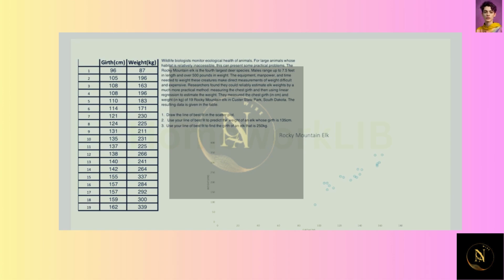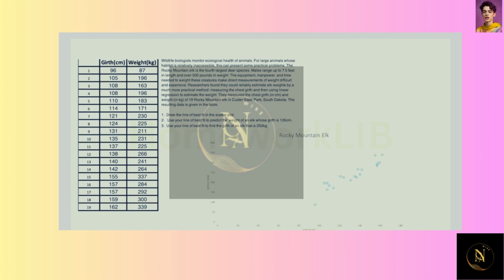Wildlife biologists monitor the ecological health of animals, but for large animals whose habitat is relatively inaccessible, this can present some practical problems. The Rocky Mountain elk is the fourth largest deer species. Males range up to 7.5 feet in length and over 500 pounds in weight. The equipment, manpower, and time needed to weigh these creatures make direct measurements of weight difficult and expensive.